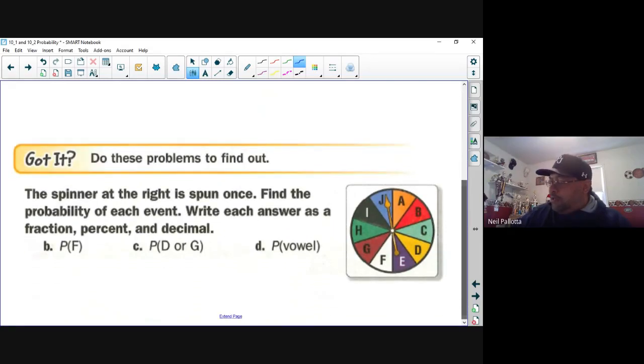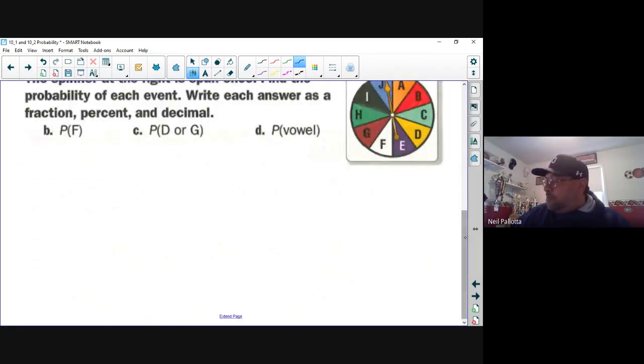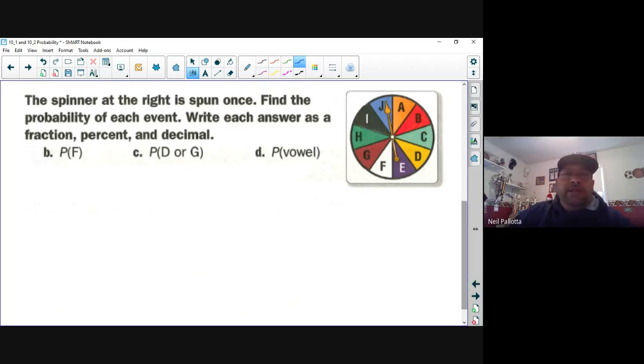All right, let's come down here and look at our spinner. Scroll that up a bit. It says the spinner at the right is spun once. Find the probability of each event. Write each answer as a fraction, a percent, and a decimal. Okay, start with problem B. Problem B is asking for the probability of F, right? Well, here's our F, right here. How many F's are there on the board, right? I look around, I only see the one F.